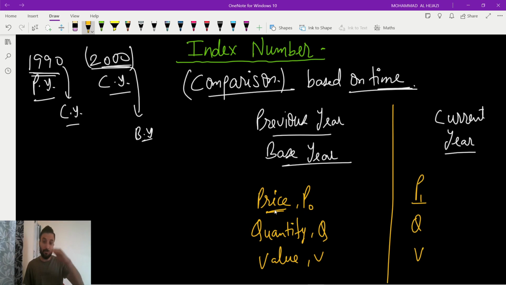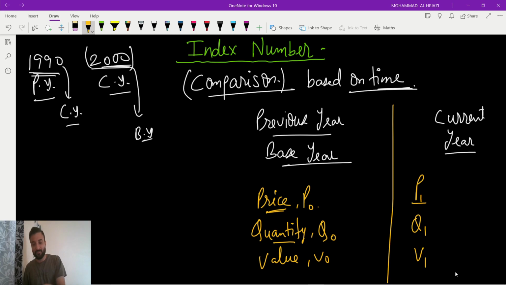Price for the base year or previous year is P naught. Current year price is P1. Previous year quantity means Q naught. Current year quantity means Q1. Previous year value means V naught. Current year value means V1.